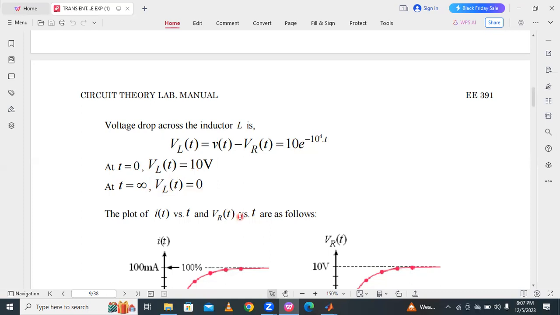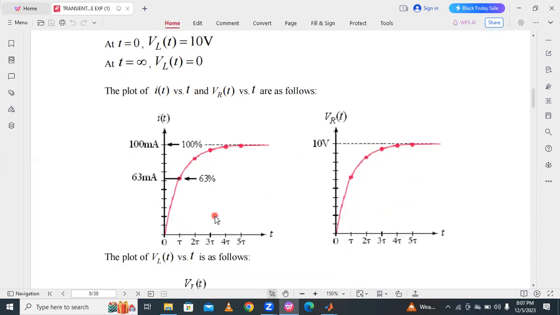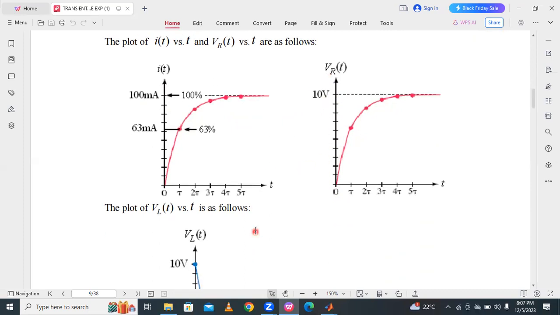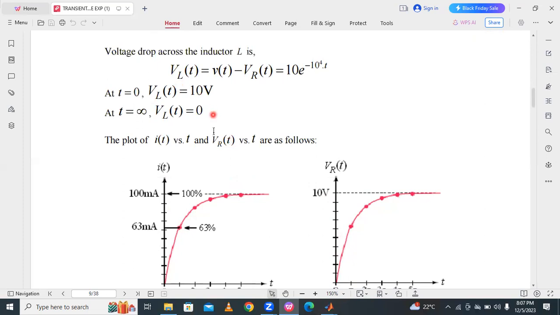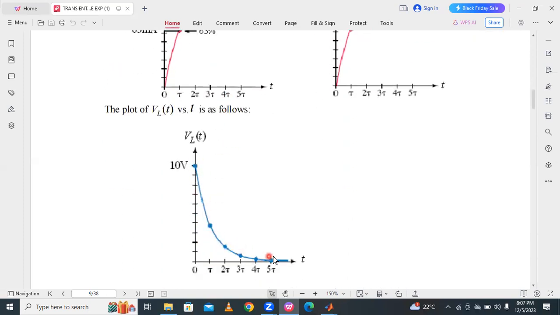That means the voltage across the inductor is exponentially decreasing, while the voltage across the resistor is exponentially increasing. The current is increasing exponentially like this, and the voltage across the resistor is also increasing up to 10 volts, with the current going up to 100 milliamps. The voltage across the inductor is decreasing from 10 volts in this way.